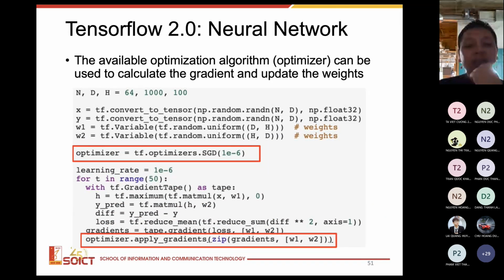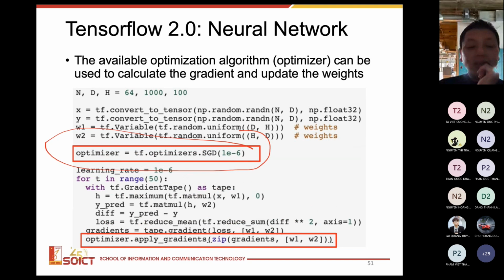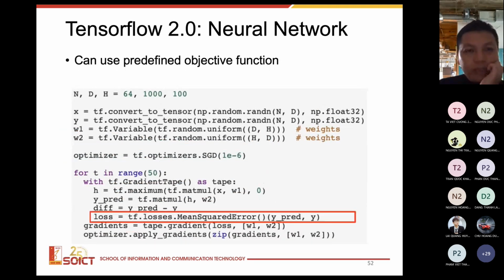You can use a predefined optimizer provided within the framework. Here we use an SGD optimizer. You can use Adam optimizer, whatever, right? Yes, so instead of manually calling tape.gradient to calculate the gradient, you can just say optimizer.apply_gradients, right? Okay. We can also use a predefined objective function such as the mean squared error here, right?